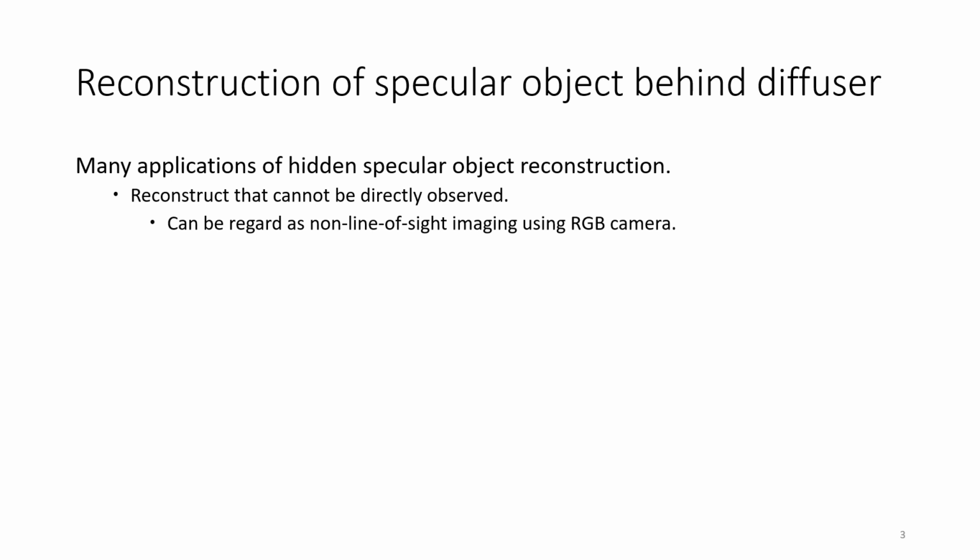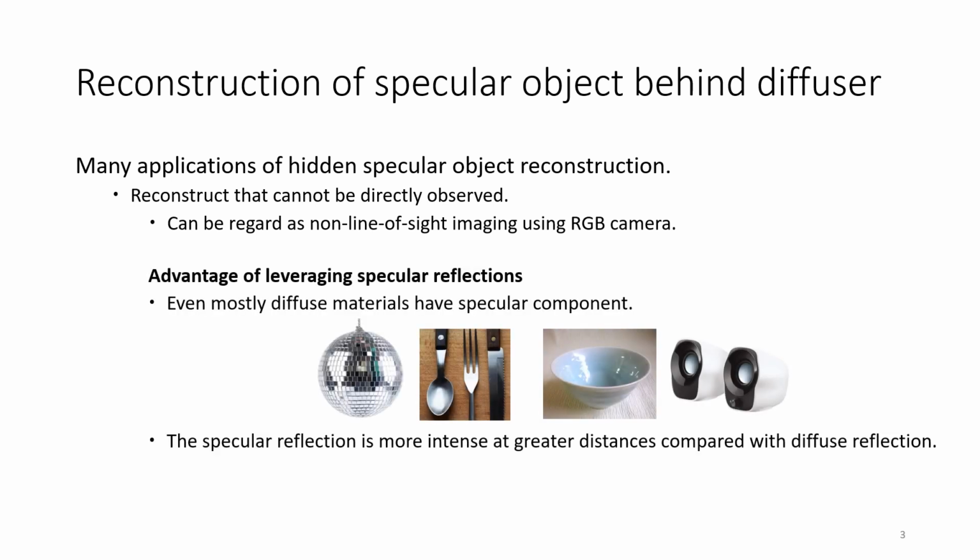This research holds broad potential applications. In terms of the method for reconstructing scenes that cannot be directly observed, it bears similarities to non-line-of-sight imaging and can be viewed as one approach using an RGB camera. Leveraging specular reflection offers advantages, as many surrounding objects exhibit specular reflection components, not only mirrors, but also ceramics and plastics. Furthermore, specular reflection components possess strong energy with less attenuation over distance compared to diffuse components, presenting another advantage.